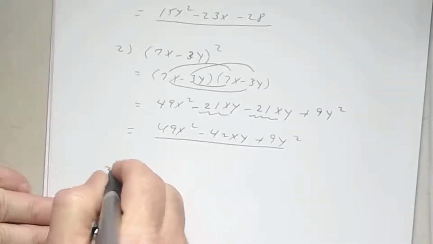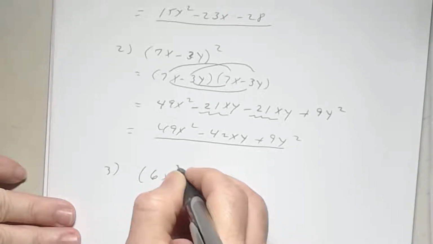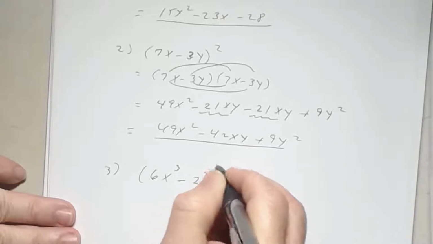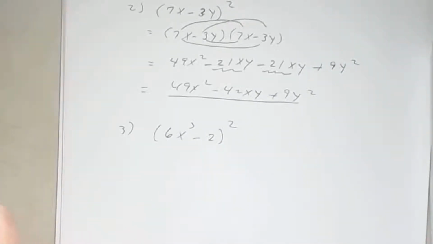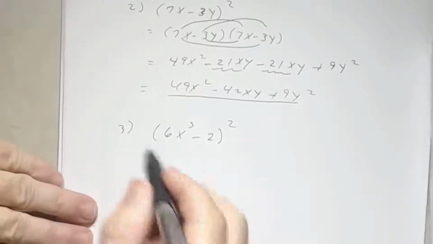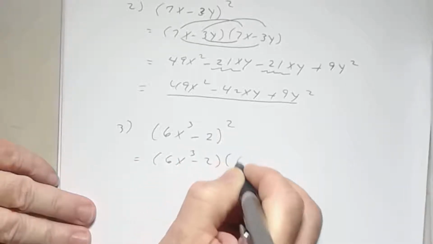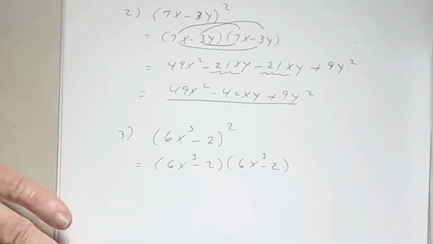All right, and then number 3, suppose you had 6x cubed minus 2 squared. What does that become? How can you rewrite that? 6x cubed minus 2 times itself. Yeah. All right, and then use FOIL.